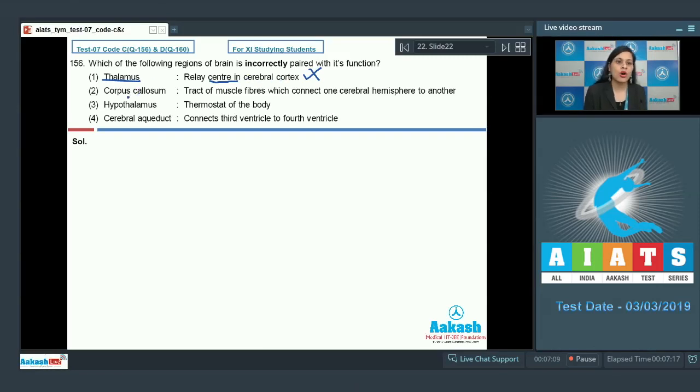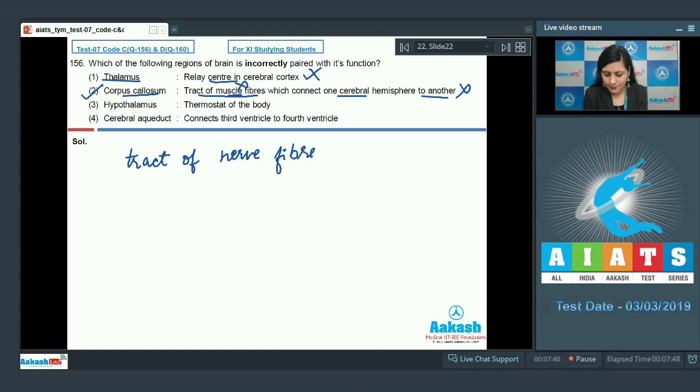The next match is corpus callosum, and the match is tract of muscle fibers which connect one cerebral hemisphere to another. And as it is an incorrect match, so this is a correct answer to our question, because corpus callosum is a tract of nerve fibers and not muscle fibers which connect one cerebral hemisphere to another. So it is a tract of nerve fibers.